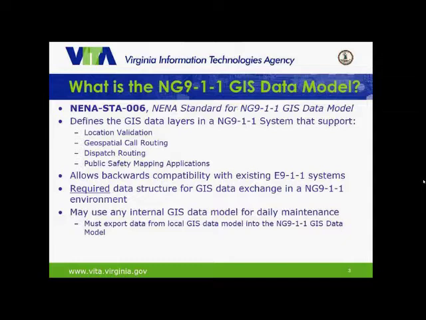It defines the GIS data layers within a next-generation 911 system and provides guidance on formatting of GIS data prior to use within next-generation 911 systems. Some of this will apply towards validating locations, geospatial call routing. In the future, it will also be used for dispatch routing and public safety mapping applications. And so whenever the GIS data model work group decided to create this GIS data model and the standard, they were looking at an all-encompassing view of how GIS data would be used within a next-generation 911 system.